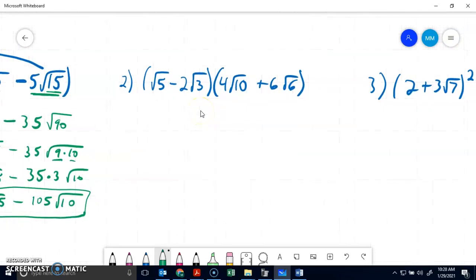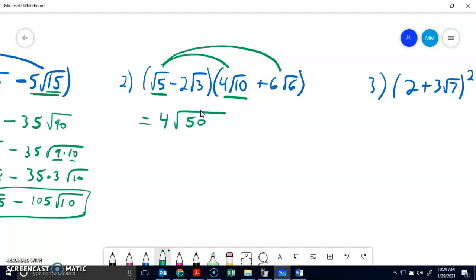The next one, we're going to be distributing. Obviously, we have to do the distributive property twice. So I'm going to take the square root of 5 and distribute it into both. So we'll start there. For these two terms, the outside number is 4. Inside, I get 5 times 10, or the square root of 50. That will be broken down. When I do the outside terms, the outside number is 6. Inside the square root, I have 5 times 6, or 30.